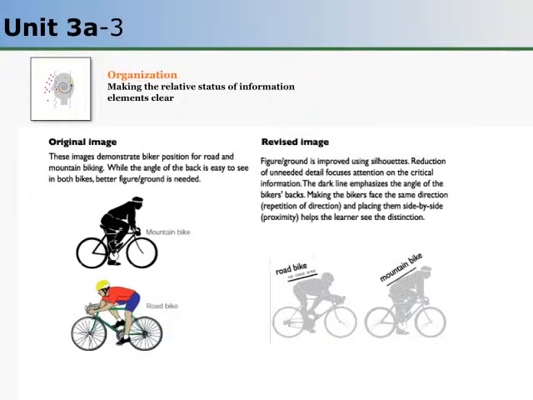Let's look at organization, which is the whole idea of making relative status of information elements clear. In the original image, you see 2 bikers, but their relative status is not really clear. One is going one way, the other's going the other way. Therefore, pointing out the angle of their backs is not quite as effective as in this revised image where they're both facing the same direction and you can compare the relative status of each.